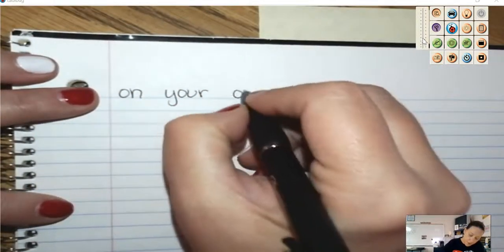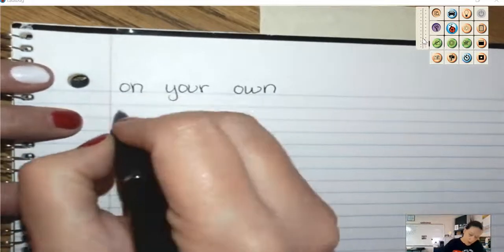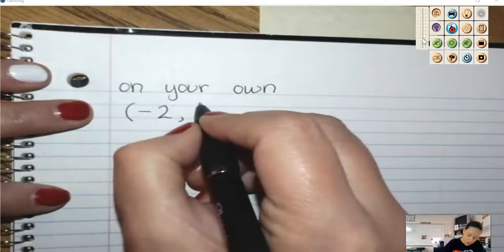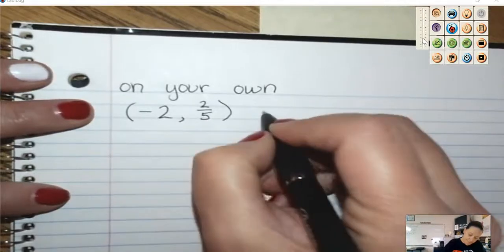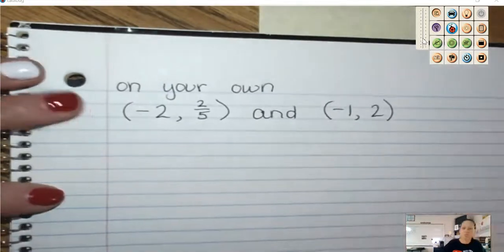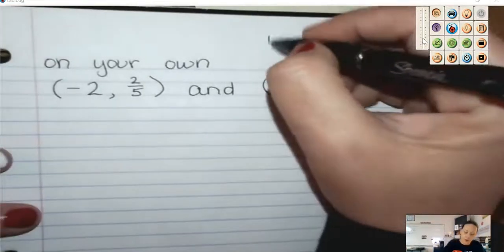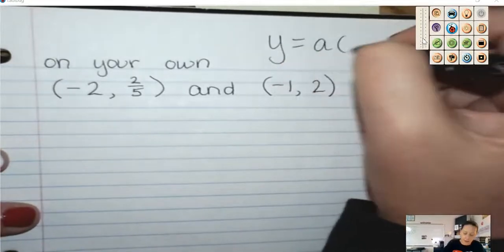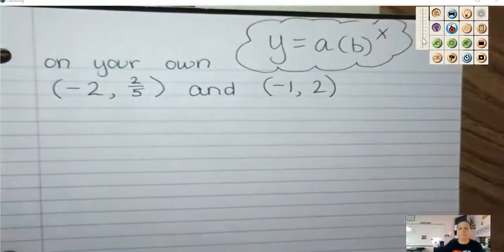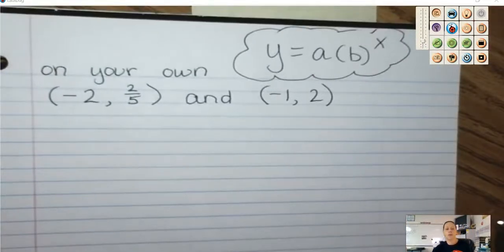Okay, here's the last one we're doing for today. You can work with the people sitting around you. Come up with the equation for a line that goes through (-2, 2/5) and (-1, 2). And when you're done, it should be written in y equals A times B to the x power format. Okay, come up with that equation, please.